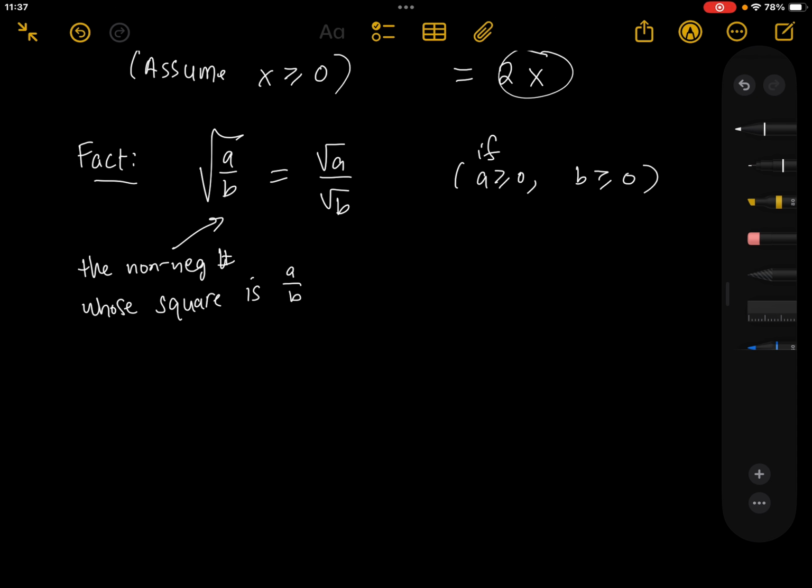So in order to check that these two are equal, I need to explain how we know that the square root of a divided by the square root of b is the non-negative number whose square is a over b. Well, is this non-negative? Yes, it is, because the square root of a is greater than or equal to 0 and the square root of b is greater than or equal to 0. When you divide two numbers like that, you are going to get greater than or equal to 0. And by the way, b is not actually 0, because otherwise you would get undefined. So b is greater than 0. It can't be 0, I should say.